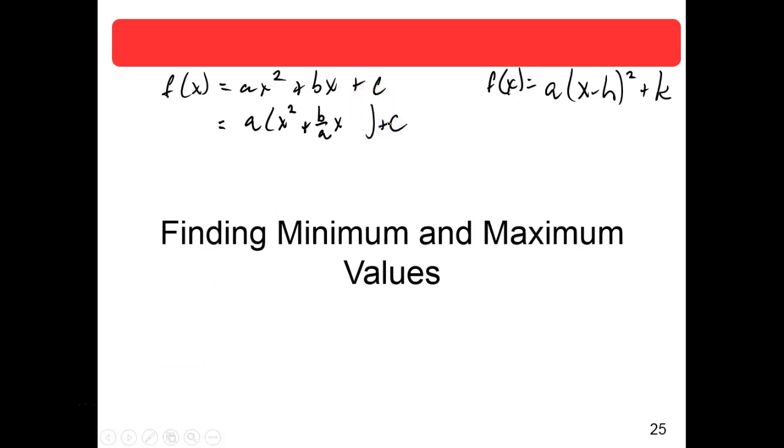Now, what's the next step? Once you've factored out the a, is that correct? Let's check it by multiplying that. a times x squared is ax squared. a times b over a is bx, yes, plus c. That's exactly the same thing, right? Okay. Now, what's our next step?